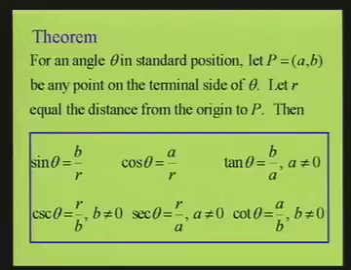Then the sine of the angle theta is equal to B over R. The cosine of the angle theta is equal to A over R. The tangent of theta is equal to B over A, where A cannot equal 0. The cosecant of theta is equal to R over B, where B cannot equal 0. The secant of theta is equal to R over A, where A cannot equal 0. And finally, the cotangent of theta is equal to A over B.